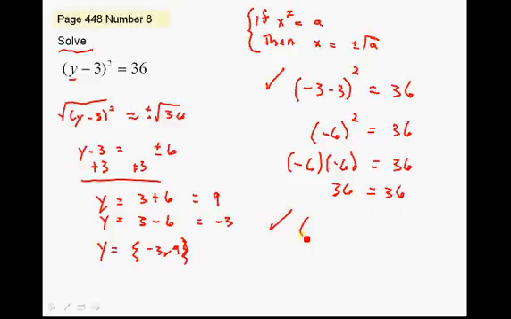Now we have to check the next one too. So we're saying y equals 9. 9 minus 3 quantity squared equals 36. 9 minus 3 is 6. 6 squared equals 36. Well, 6 squared is 36. 36 equals 36. So this is how these problems work. Hopefully you found it helpful.